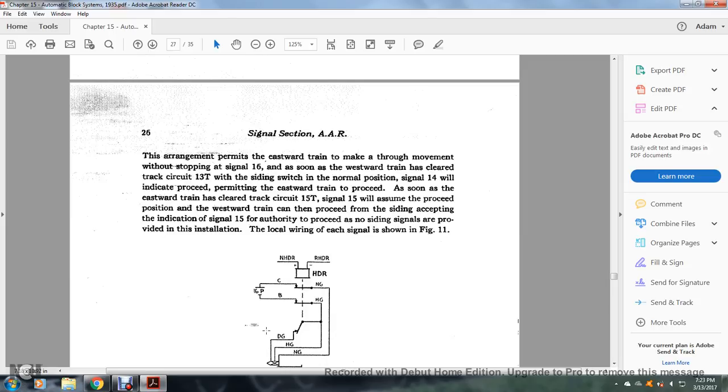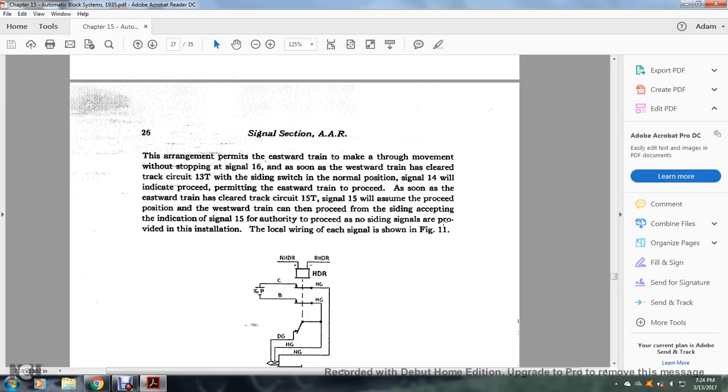As soon as the westward train has cleared the track circuit 13T with the siding switch in the normal position, signal 14 will indicate proceed, permitting the eastward train to proceed. As soon as the eastward train has cleared the track circuit 15T, signal 15 will assume the proceed position for the westward train, permitting it to proceed from the siding, accepting the indication of signal 15 as authority to proceed.